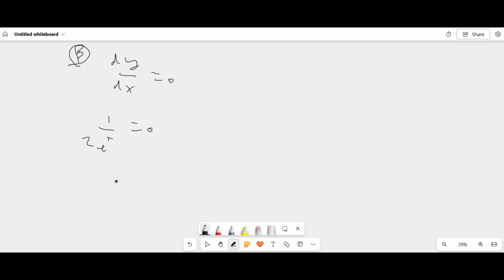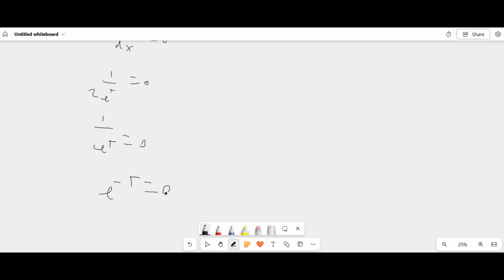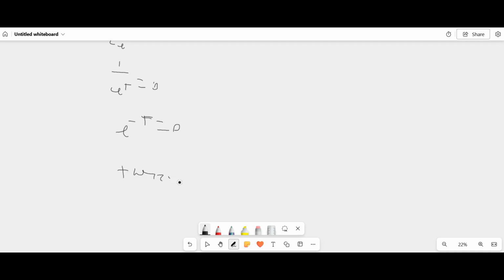Therefore, times half up there, and I can rewrite, so 1 over e to the t is equal to 0. And I can rewrite 1 over e to the t as e to the minus t equals 0. Obviously here we've got no solutions. We can't do ln on both sides, we can't really do anything, so we can't solve that. So there are no solutions here, and therefore no stationary points. Alright, question 6.